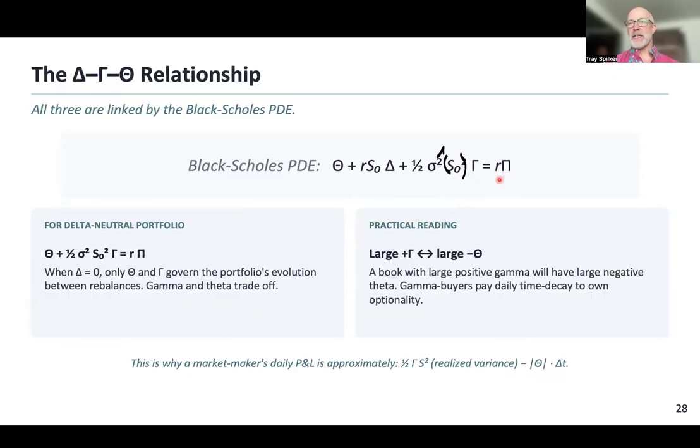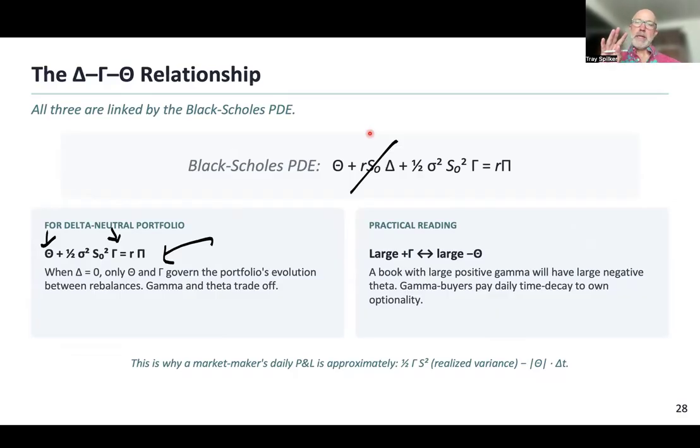So r pi here is just telling us, pi is the portfolio's value, and r is just the risk-free rate. Essentially, for a delta neutral portfolio, when you neutralize the delta, obviously this component falls out and you're left with this. So when you're delta neutral, only theta and gamma are governing the portfolio's evolution between the rebalances. And so you'll notice there's this tension between theta and gamma, and we call this the gamma and theta trade-off.